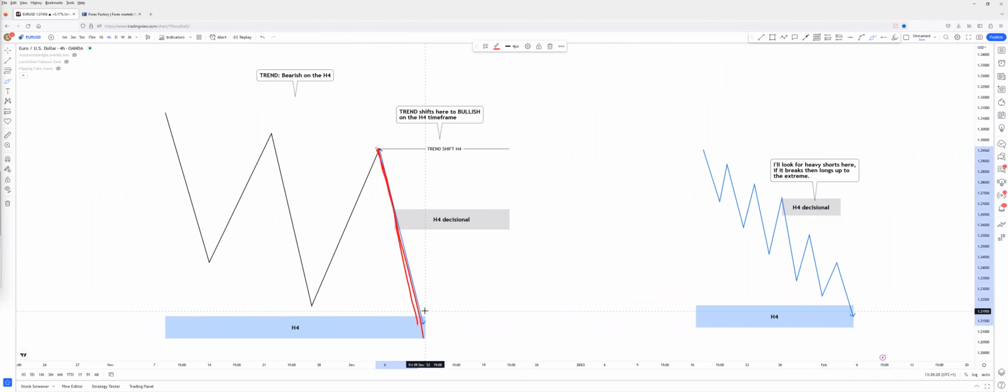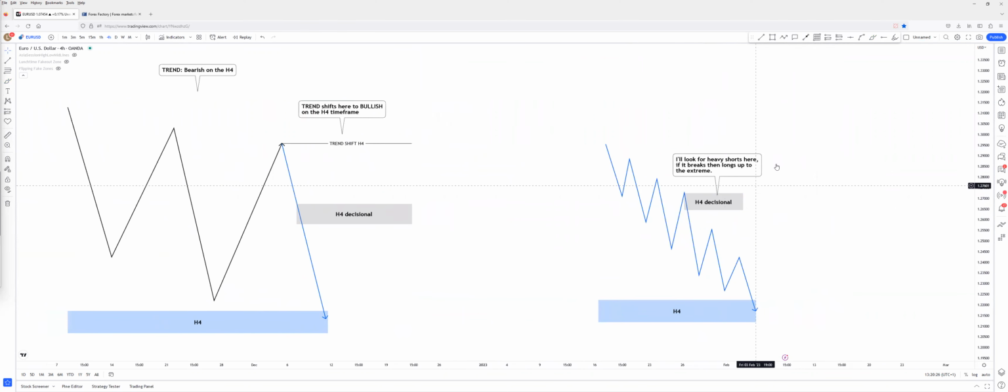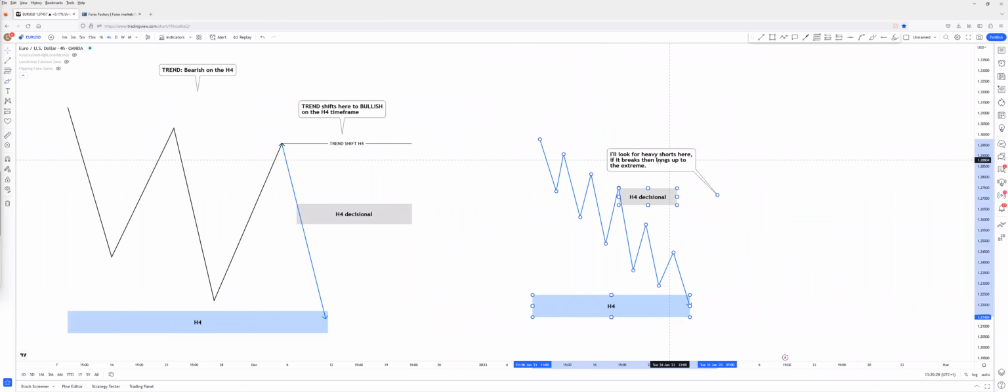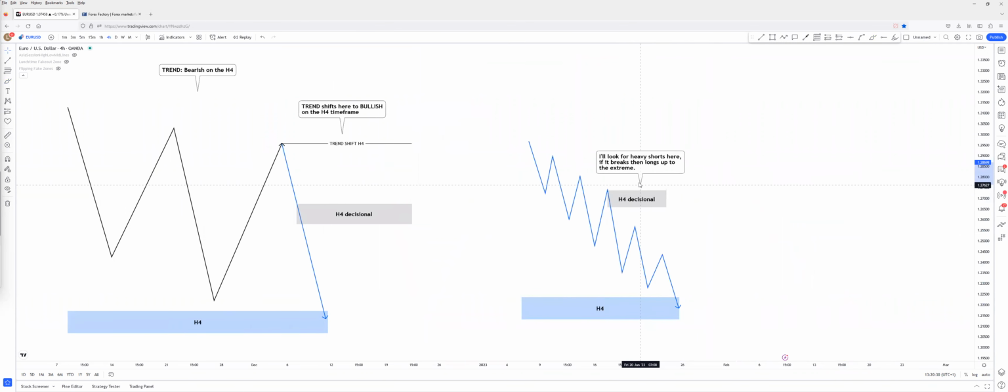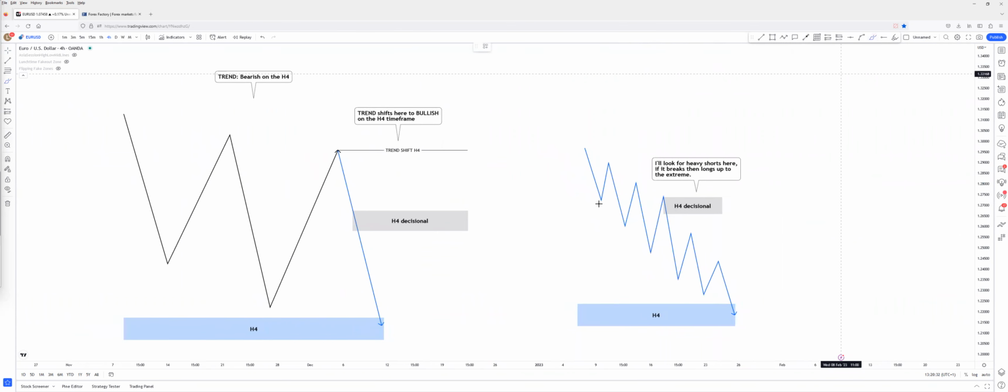So this blue line is one 4-hour movement. It looks like this on the 15-minute chart. So let's just switch to this 15-minute example. Let me bring it a little bit closer so you can see it better. So here we are. Okay, 15-minute example. This is the 15-minute order flow.